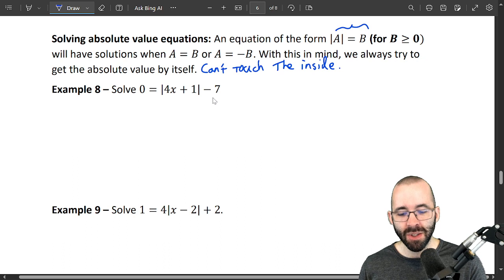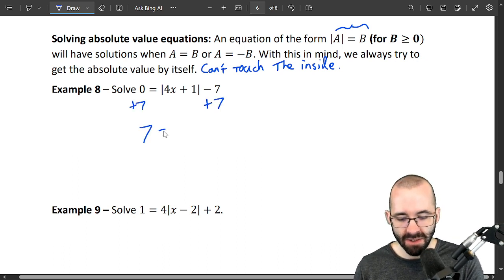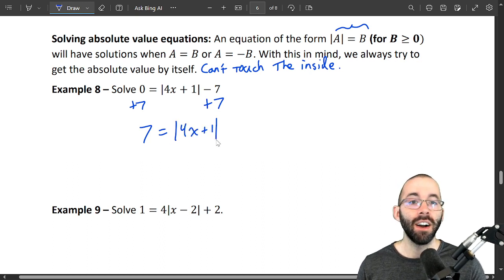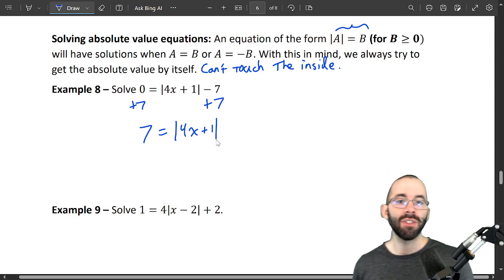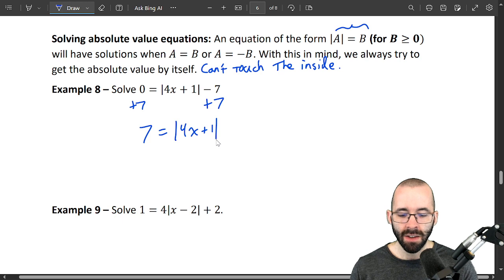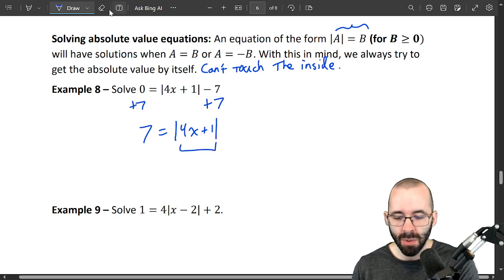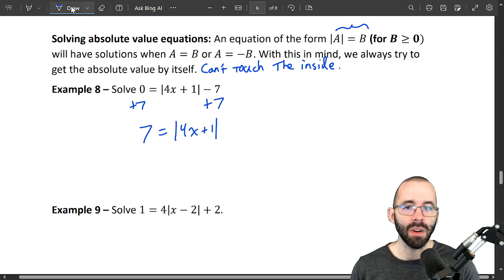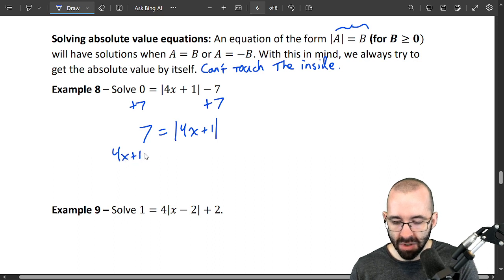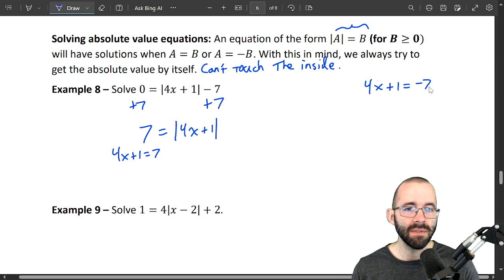Okay, so let's get the absolute value by itself. We'll do that by adding 7 to both sides. So 7 is the absolute value of 4x plus 1. Now the absolute value is by itself. So this is going to be the case when the inside is equal to positive 7, that would work, right? When this is positive 7, that'll work. And if that were negative 7, it would also work. So when 4x plus 1 equals positive 7, and when 4x plus 1 equals negative 7.